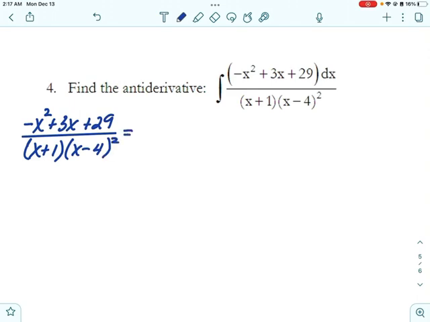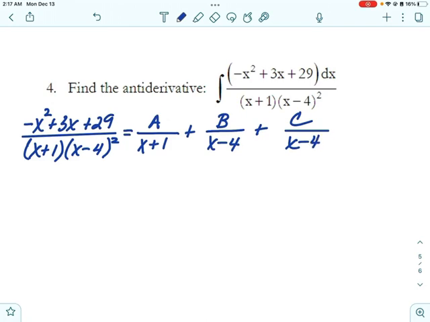So I know that this is going to be an a over x plus 1 plus it's going to be b over x minus 4. So now we have repeated linear factors, so it's going to be c over x minus 4, and then that's going to be squared. Okay, now then I'm going to do that first step where I multiply by the LCD. In this case, it's what you see in the denominator here.